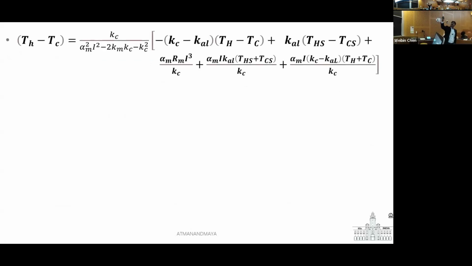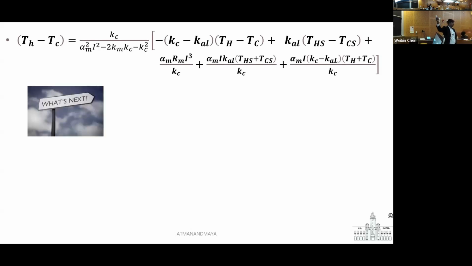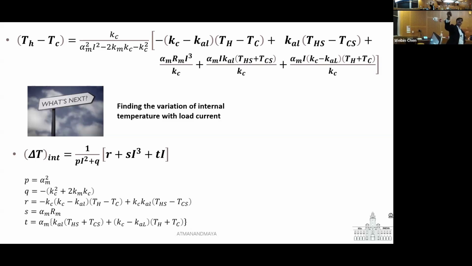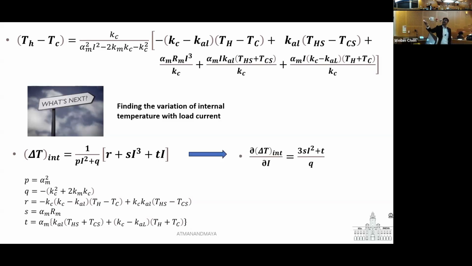If I find this TH minus TC internal temperature difference, then what's next? Because I need to have modeling in the loading condition. Therefore, I need to find the variation of internal temperature with the load current. Since the equation was very large, I put it in a small format where P, Q, R, S, T represent these terms, and these two equations are similar. When I differentiate this, I get this equation, considering the practical value of the thermophysical parameter and operating condition.